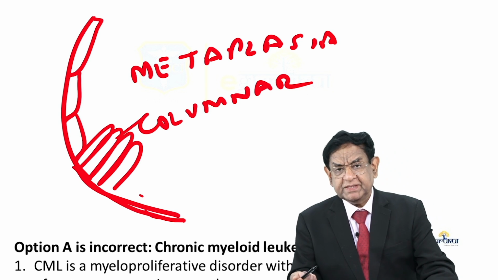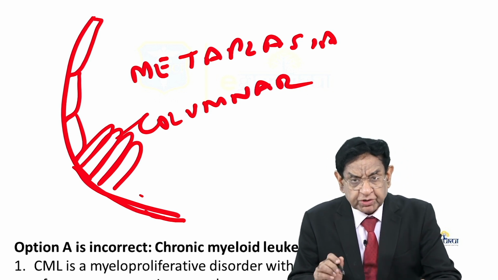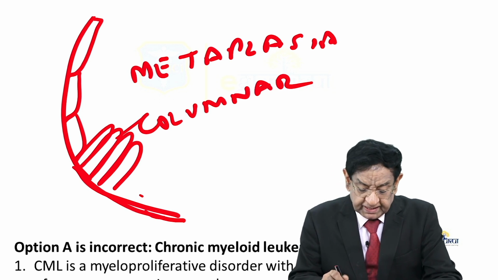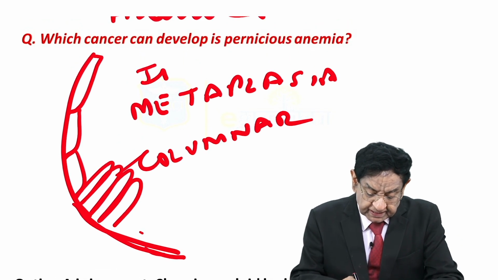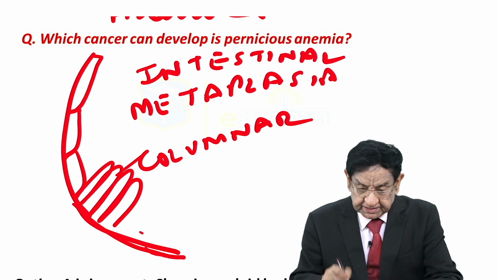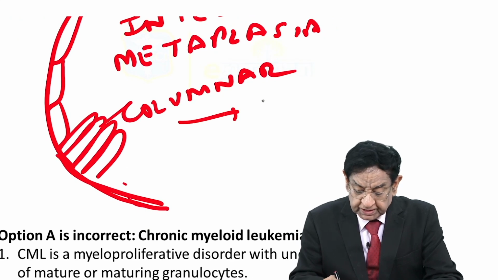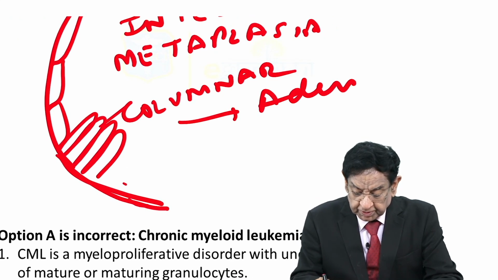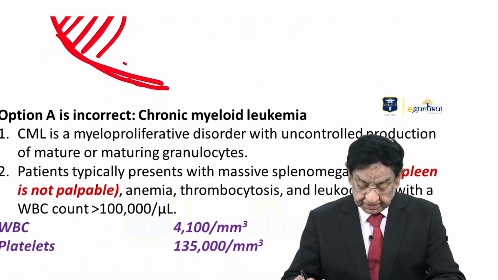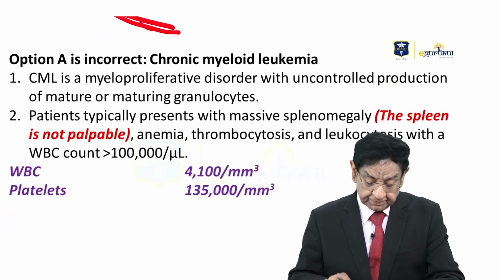Now, metaplasia means we are getting a type of cell which is usually not a routine cell of that particular area, and this is known as intestinal metaplasia. It is this one which is going to induce adenocarcinoma. I told you what type of cancer can develop in this patient is adenocarcinoma. Let's look into the other option.